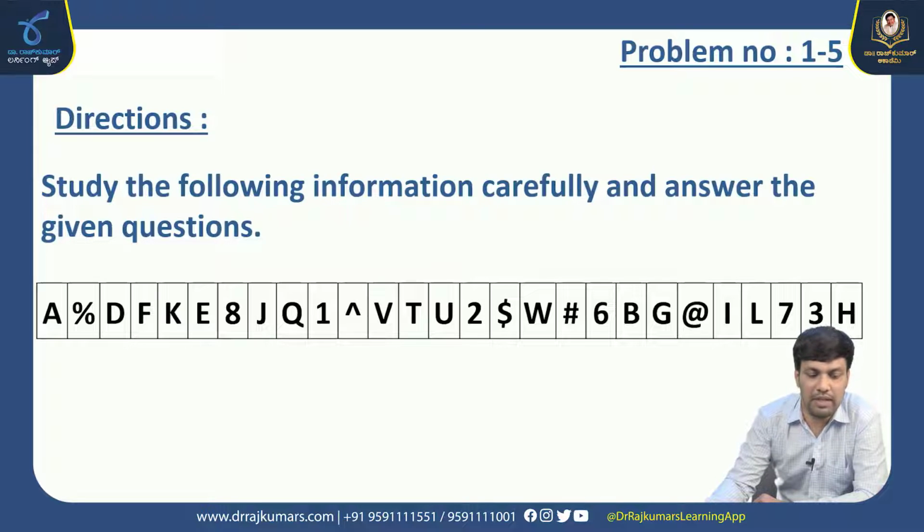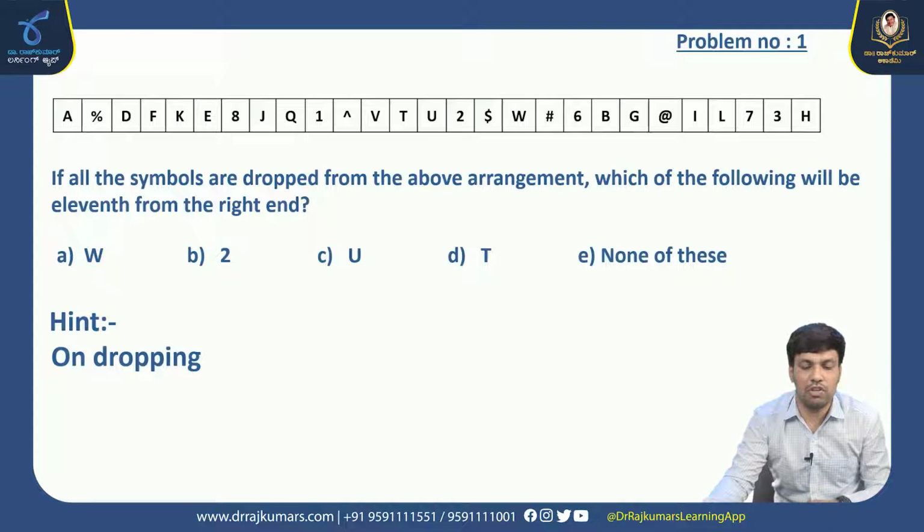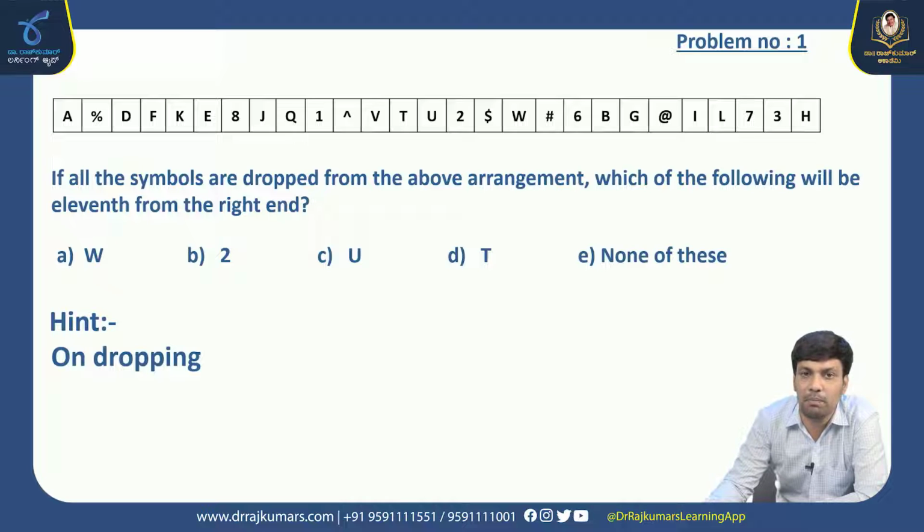First problem, directions. Study the following information carefully and answer the questions below. We have some tabulations here. The tabulation is a mixture of number, letter and a symbol. Let us see what the cases given here are. First case, if all the symbols are dropped from the above arrangement, then which of the following will be 11th from the right end? They are asking us to drop all the symbols from the above arrangement. Then we need to count 11th from the right end. As we know, right end means moving from right to left direction.